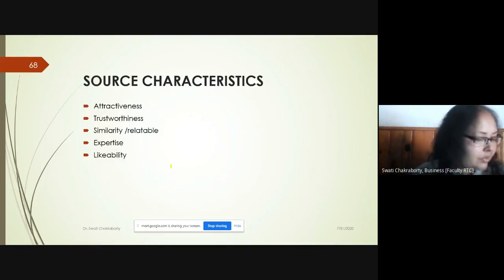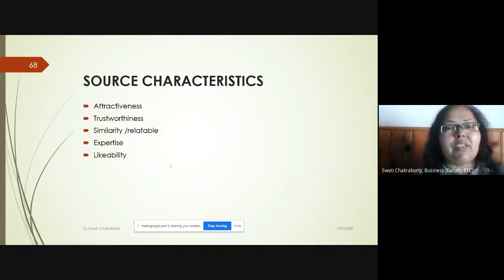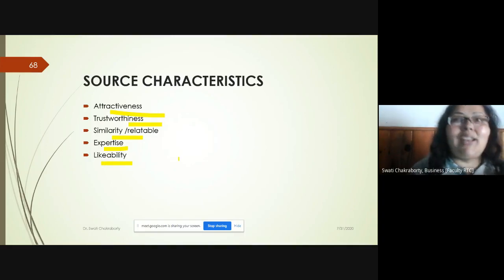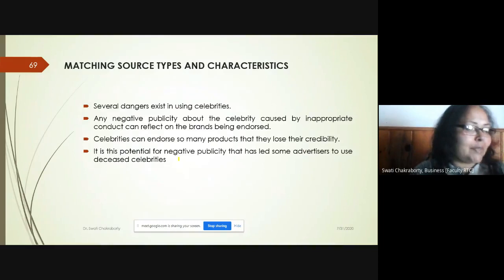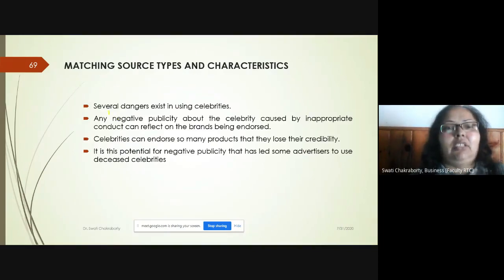Okay. Source characteristics. What should be the characteristics of the person who's doing the ad? Has to be attractive, has to be trustworthy. Should be related with the product, relatable, similarity. Should be an expert, have expertise, and should also be likable. So matching source types and characteristics, right?